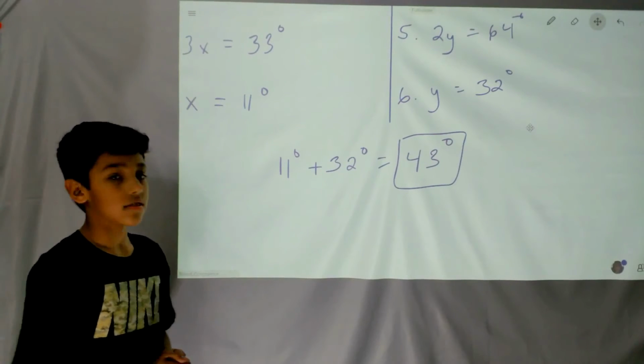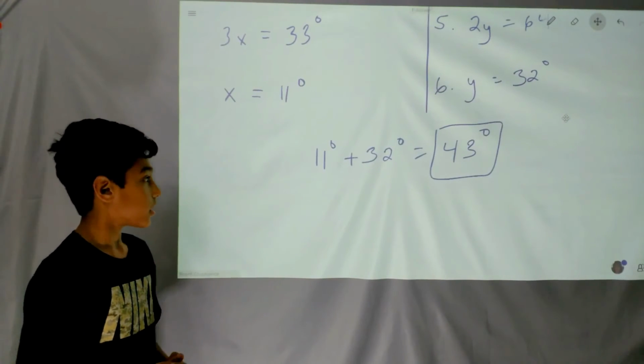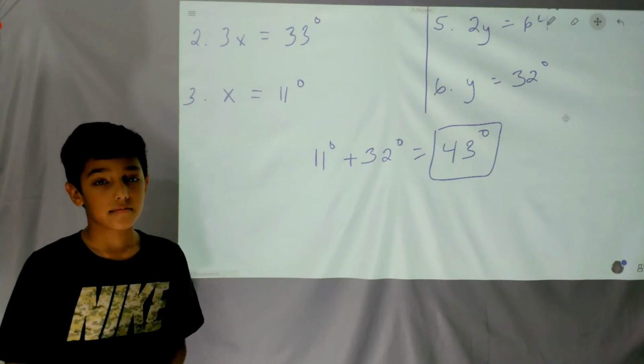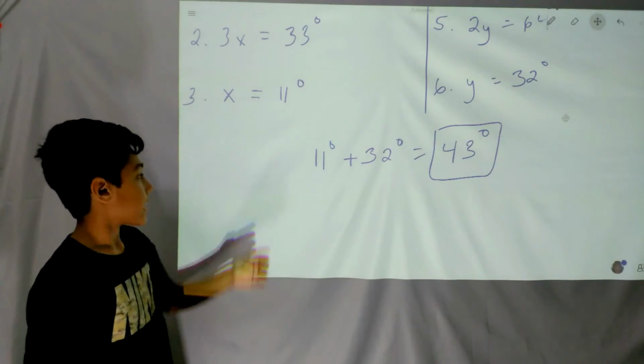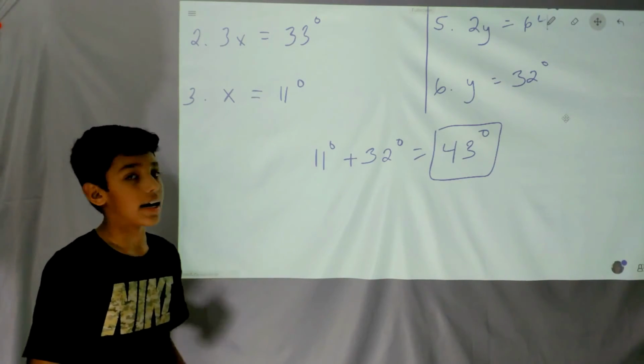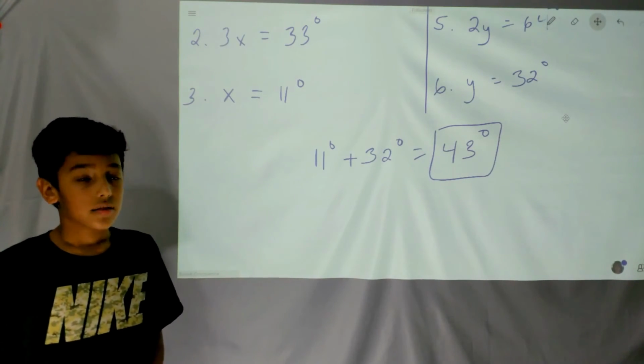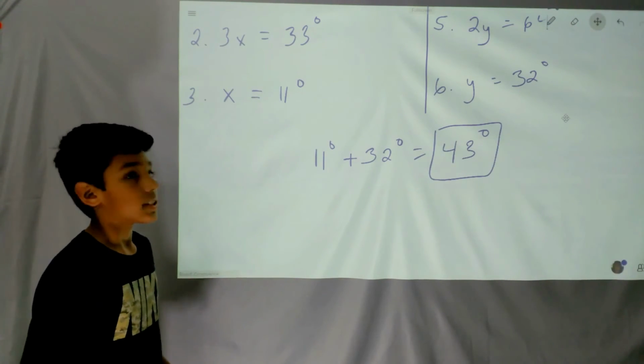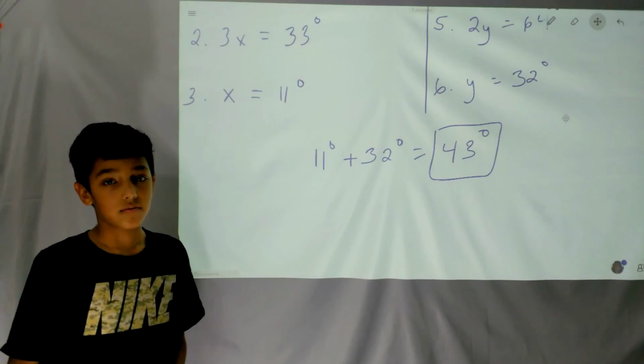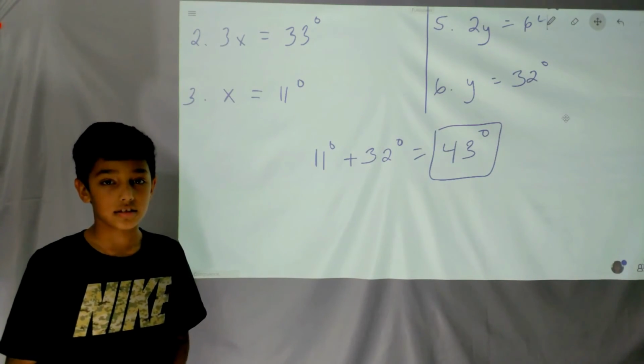Now, to answer the question, we need x plus y. So we just take x, which is 11 degrees, and y, which is 32 degrees, and add them together, and we get 43 degrees. So x plus y equals 43 degrees, and that's our solution.